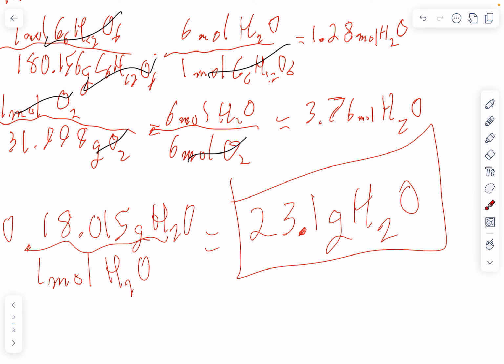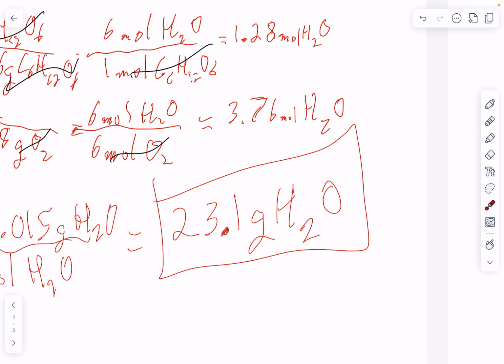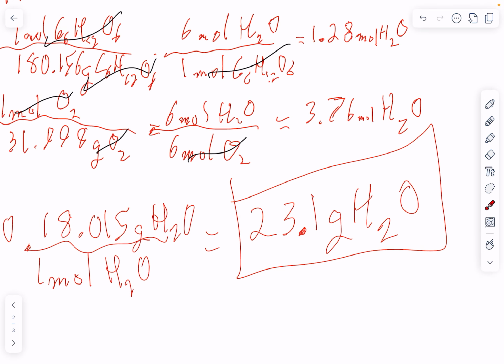Now, we're being asked to find out how much water is actually produced. So we need to figure out which one of these is based upon the limiting reactant. Well, 1.28 is smaller, and that means that it's the one that is limiting the reaction. So 1.28, that's our actual result. We could only get 3.76 moles of water if we had lots and lots of glucose around.